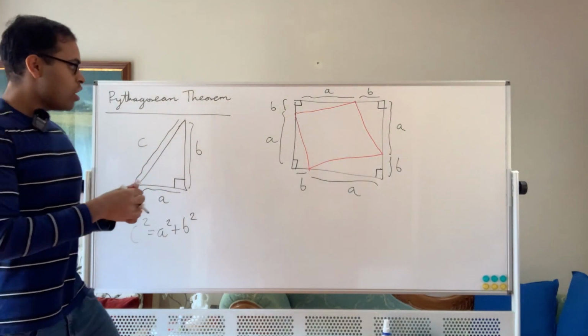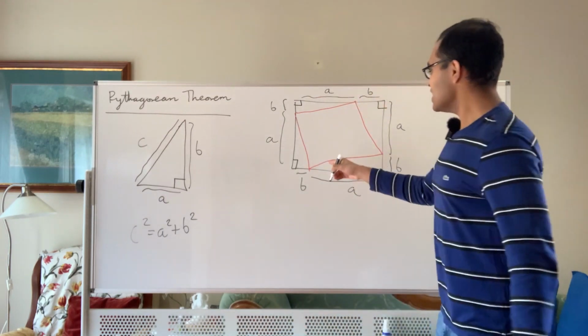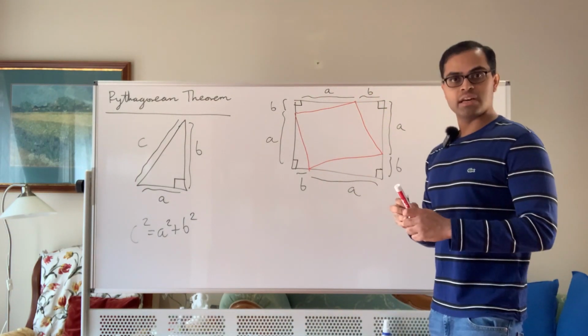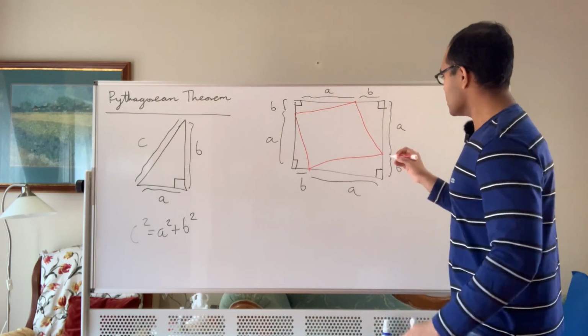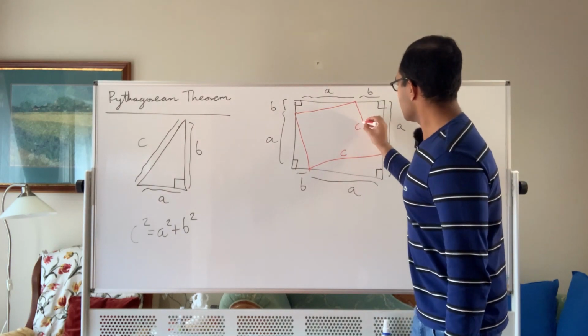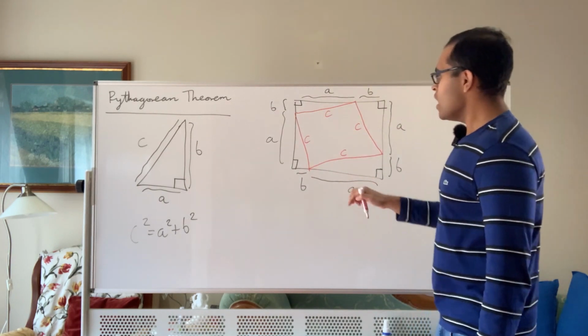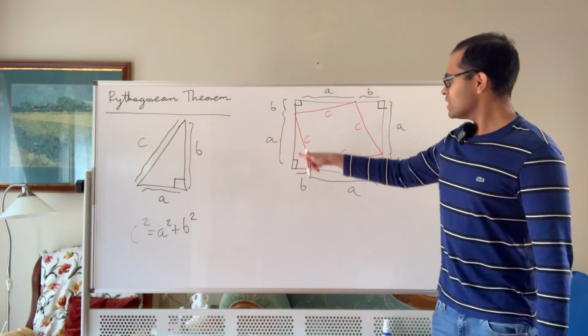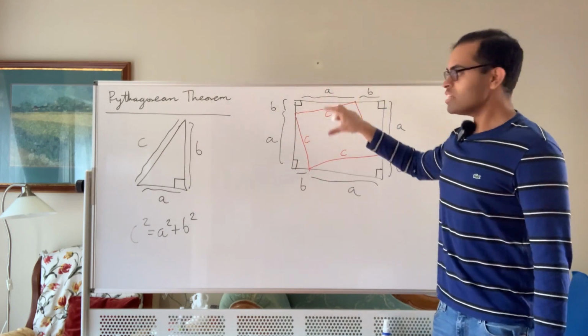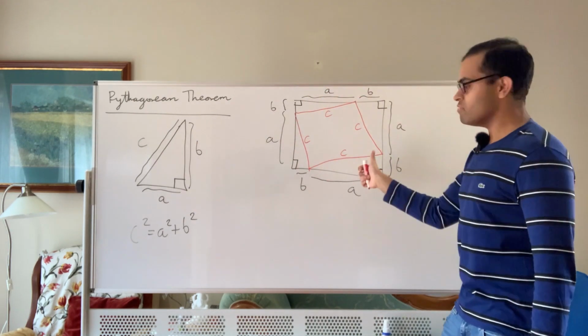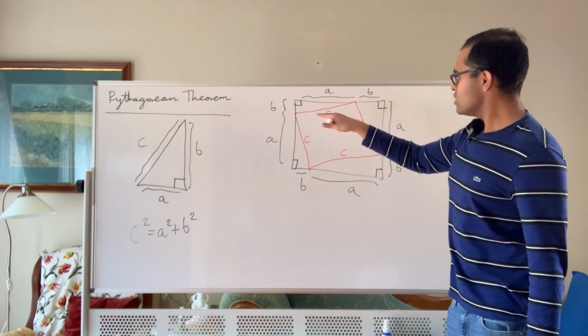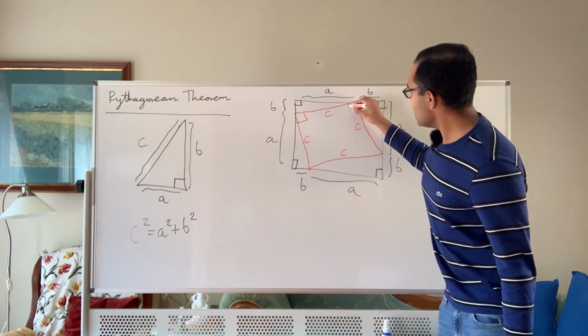Whatever C is, we know that C is appearing as the side length of every red line in this picture. So each red line is length C, this is length C, this is length C, this is length C, because it is literally the right triangle with lengths A and B that is rotated. It's the same triangle rotated and repeated 4 times. So all these lengths are going to be C, so this is also going to be a square.